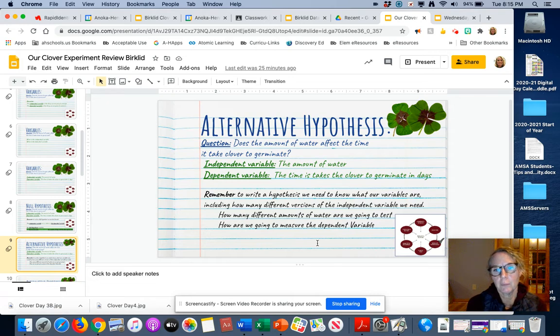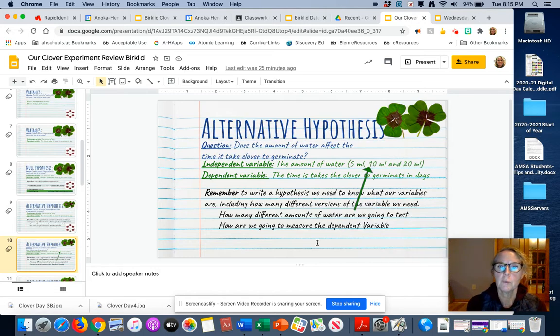So that tells us how many hypotheses we need to write, and then we need to know what we are going to do with the dependent variable. To determine how many alternative hypotheses we need, we need to know how many different parts of the independent variable there are.